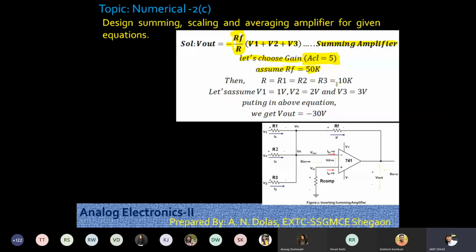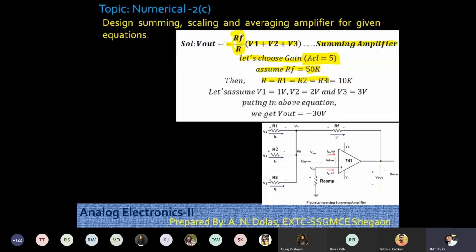That's why I'll get the value of R, which is nothing but the value of resistances R1, R2 and R3 given in the circuit. R1, R2 and R3 are equal, and equal to 10K. Means 50K divided by 10K is nothing but gain 5.